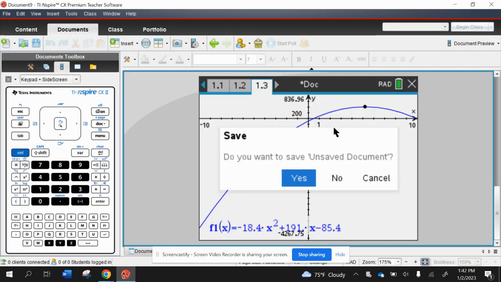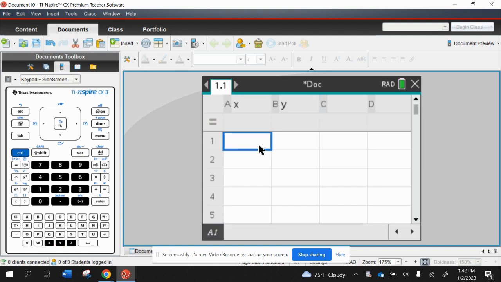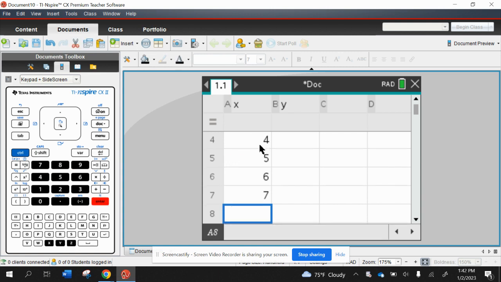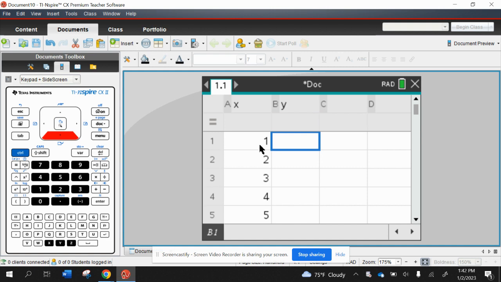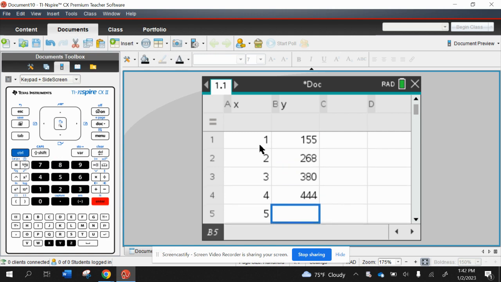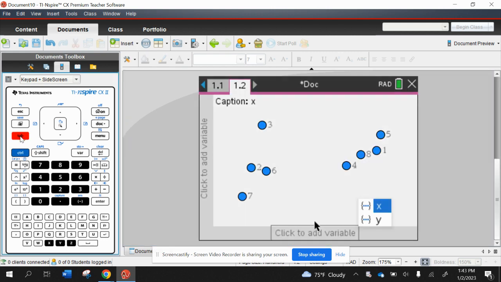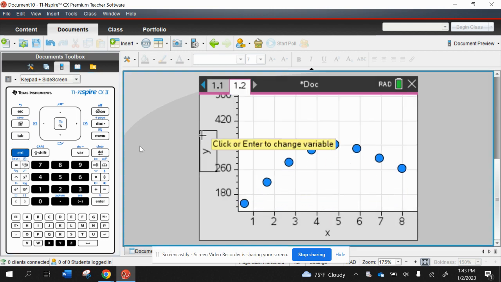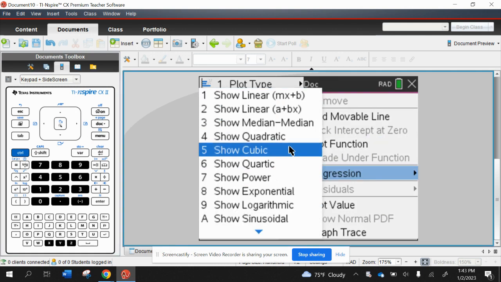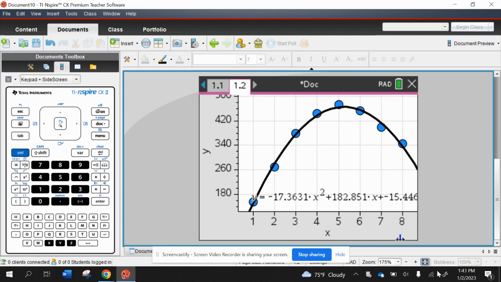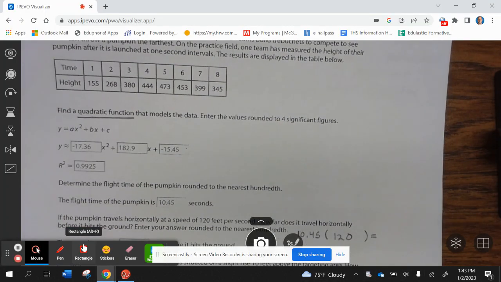So we're going to go always new document, no, add list and spreadsheets, X, Y. All right. We're going to do Control Doc number 5, tab X, tab Y, menu, analyze, regression, show quadratic. So there's our equation. So y equals negative 17.36x² plus 182.9x plus a negative 15.45.